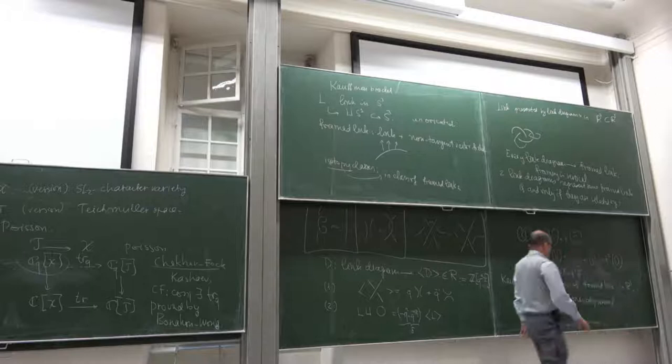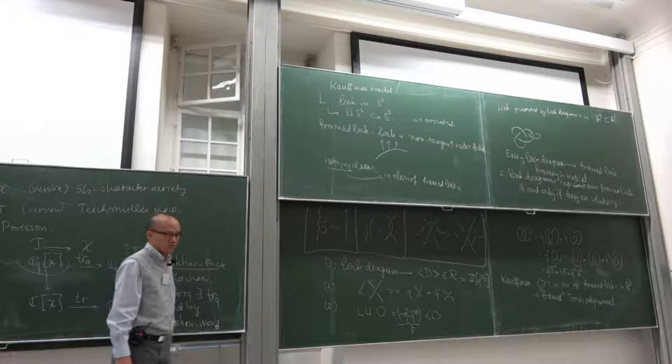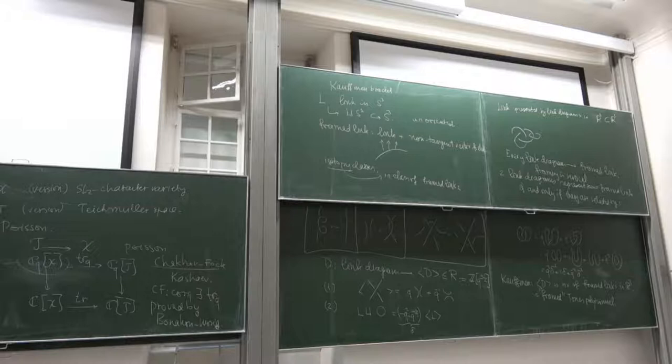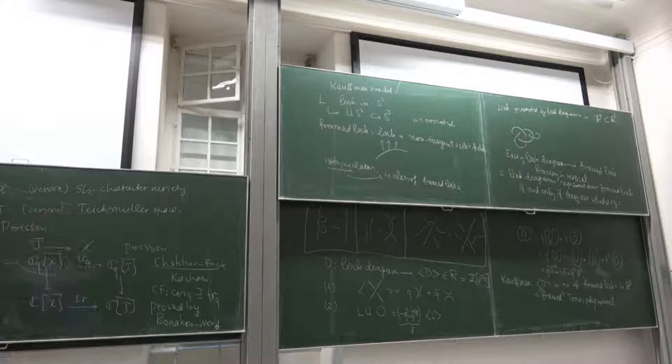You can easily renormalize this so that it becomes an invariant of unframed links in R3, and in that case it's equal to the Jones polynomial. Well, actually this is probably one of the easiest ways to define the Jones polynomial. So that is the Kauffman bracket that gives the Kauffman polynomial of links in R3. I assume that everybody knows about the Kauffman bracket of links in R3.